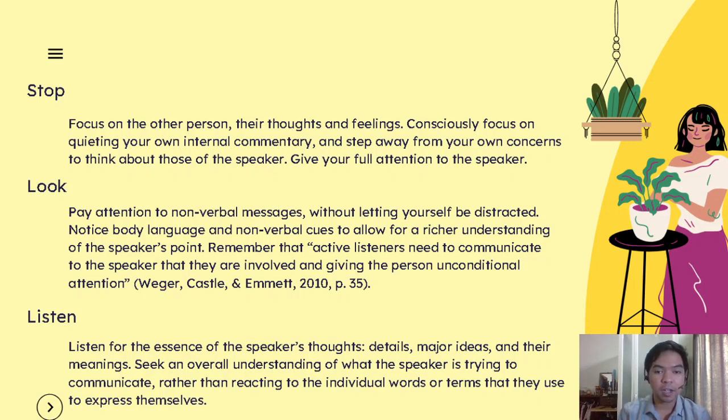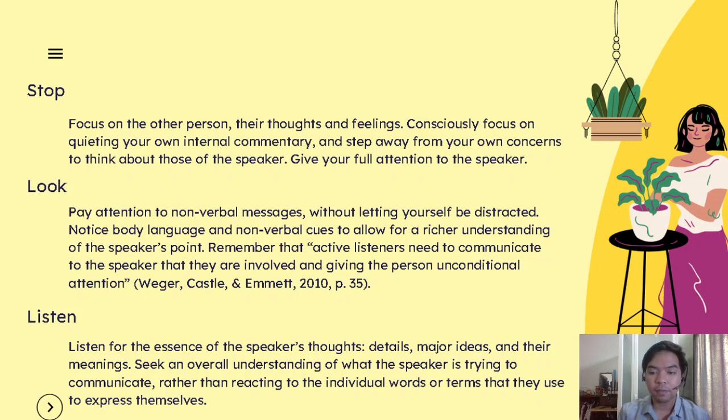We need to look at these nonverbal cues or gestures that can help us focus on the major points. Now, listen for the essence of the speaker's thoughts, details, major ideas, and their meanings. Seek an overall understanding of what the speaker is trying to communicate rather than reacting to the individual words or terms that they use to express themselves.